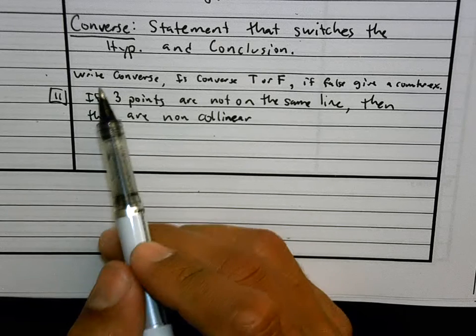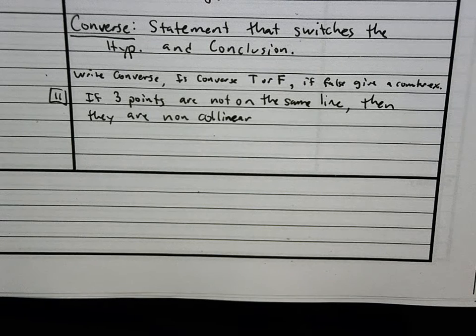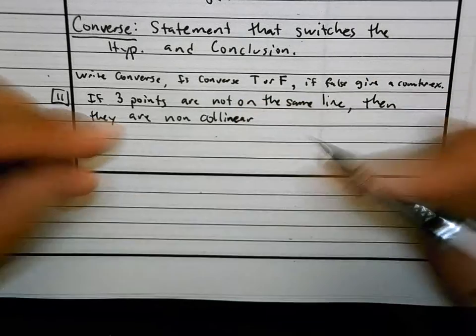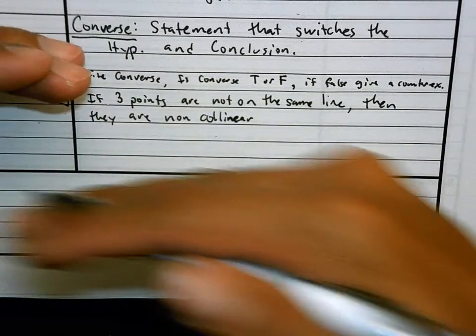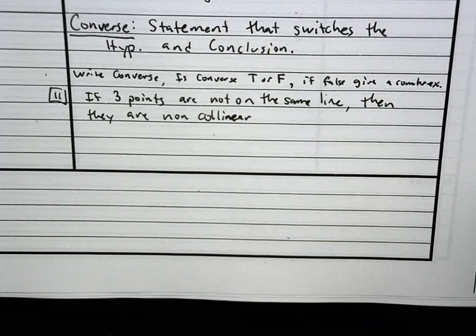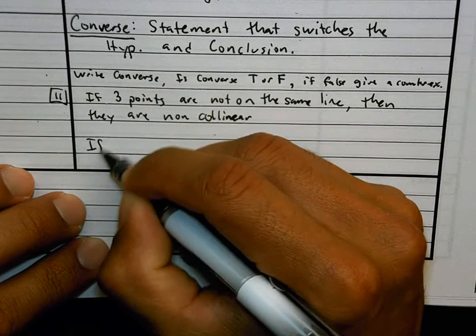When I write a converse, think of it being something that is backwards from each other. When I think of a conversation between this person and this person, I think somebody's going to do this and then somebody's going this. So I think of the if going this way and the then going that way. They're going to switch just like the words of a conversation. So, if 3 points are not on the same line, then they are non-collinear. How am I going to write the converse?